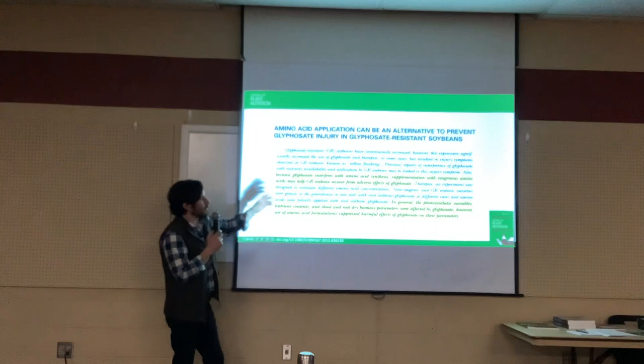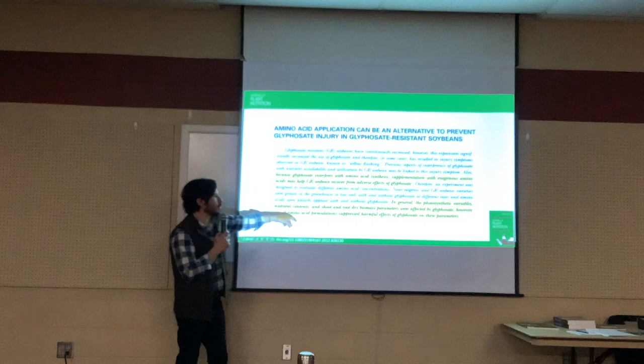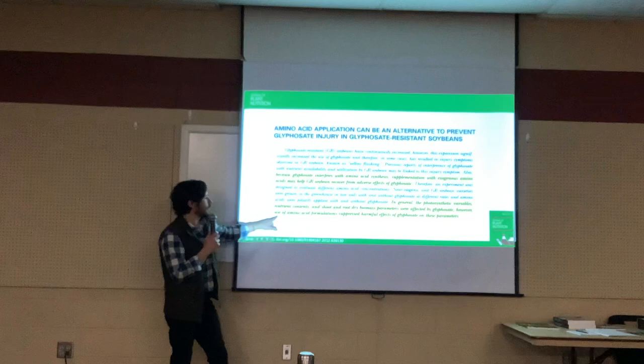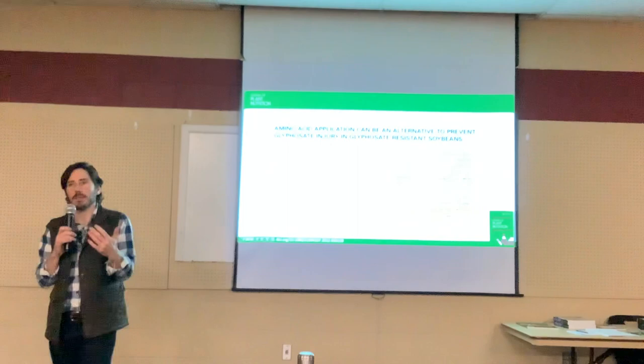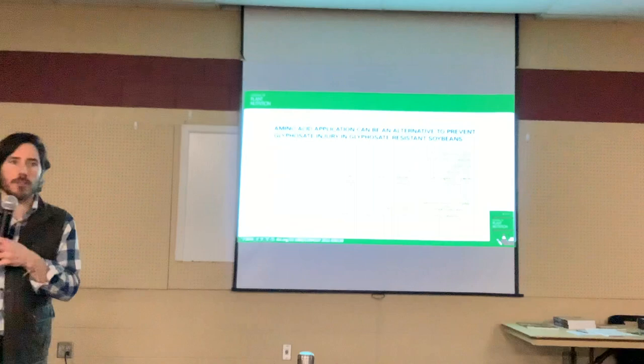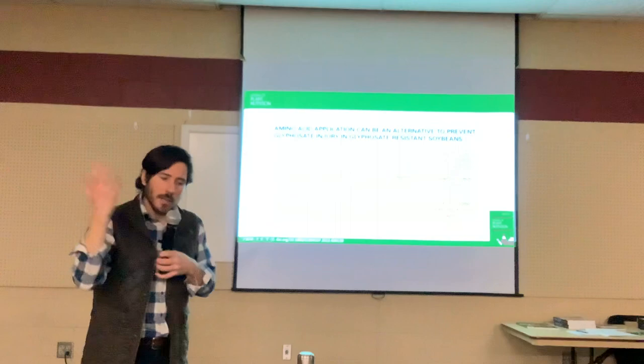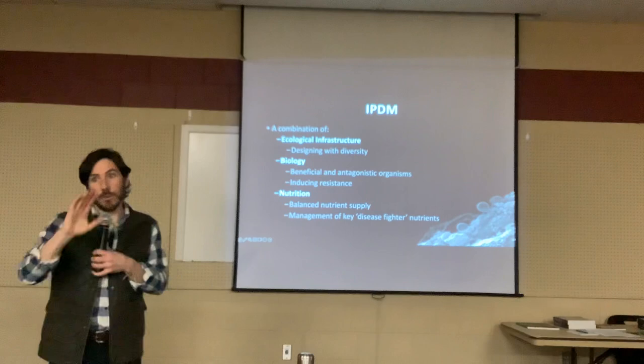And in general, the photosynthetic variables, the nutrient contents, the shoot and root dry biomass parameters were all affected by glyphosate. However, the use of amino acid formulations suppressed these harmful effects of glyphosate on those various parameters. So wherever they included the aminos, the plant tolerance was higher. It maintained higher photosynthetic activity. It grew through that stress. It had less negative effects. So that's really the idea, is just simply to include some aminos with your pesticides.